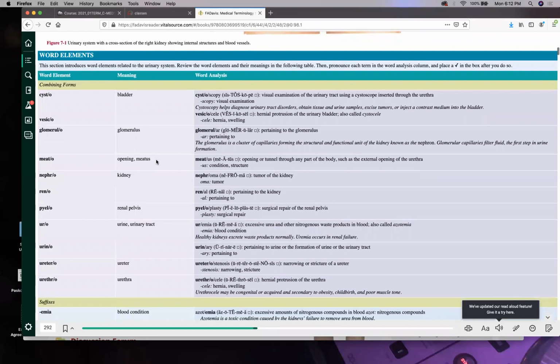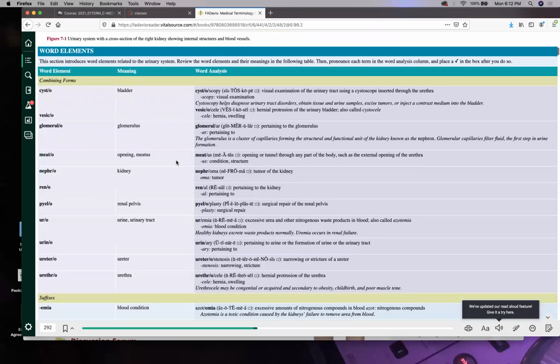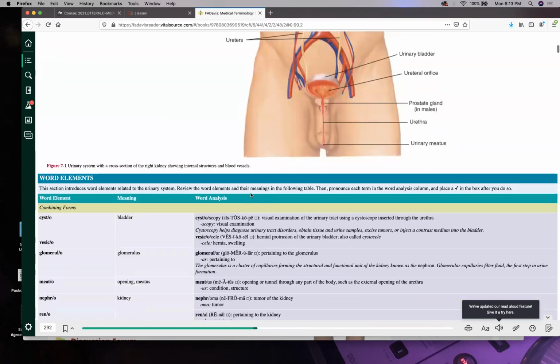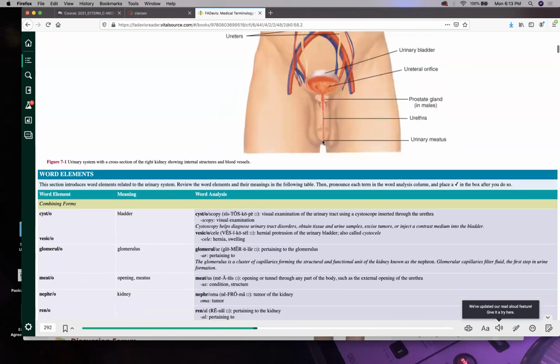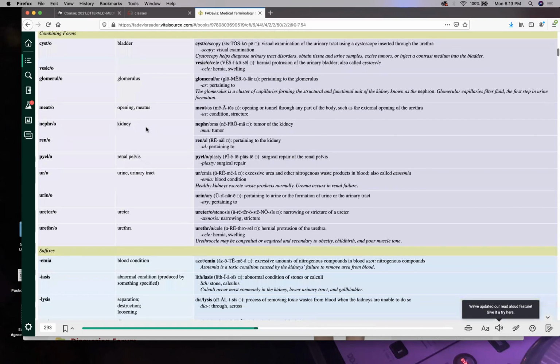Meato is a meatus. Meatus is a structure of, so it's not meatus, it's meatus, right? Because remember, this is not English. This is Latin with a touch of Greek. So any opening like this, that's a meatus. There's an opening here. There's a urethral orifice or urethral meati, right? More than one opening.